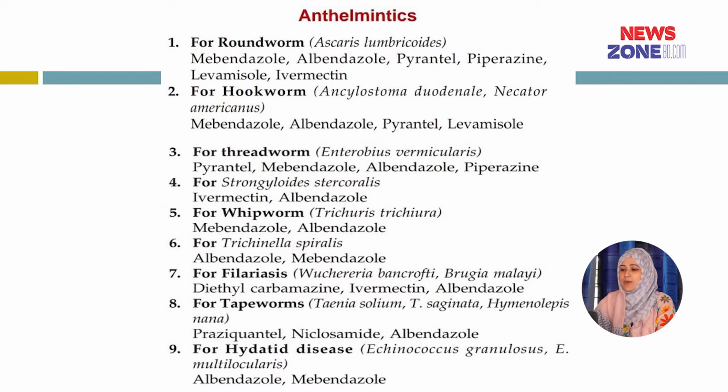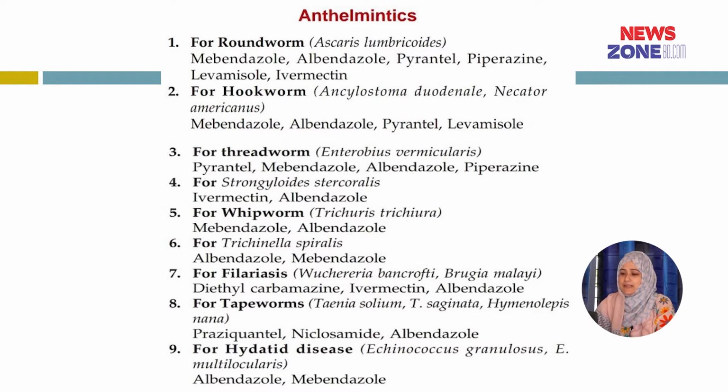For hookworm or Ancylostoma duodenale and Necator americanus, the drugs are mebendazole, albendazole, pyrantel pamoate, etc. For threadworm or Enterobius vermicularis, the drugs are pyrantel pamoate, mebendazole, albendazole, piperazine. For Strongyloides stercoralis, the drugs are ivermectin, albendazole. For whipworm or Trichuris trichiura, the drugs are mebendazole, albendazole, etc.